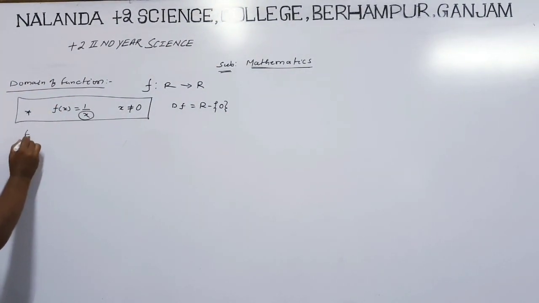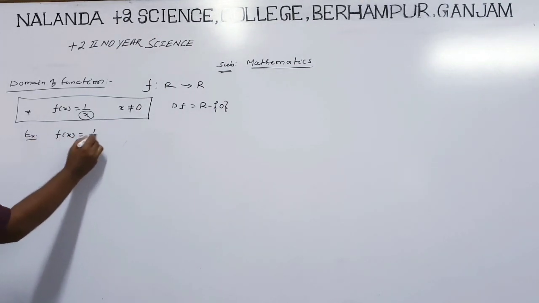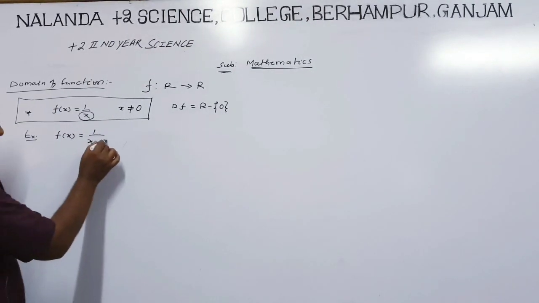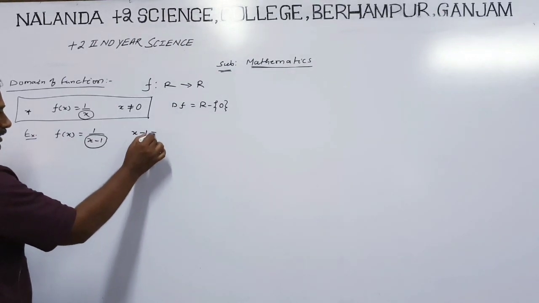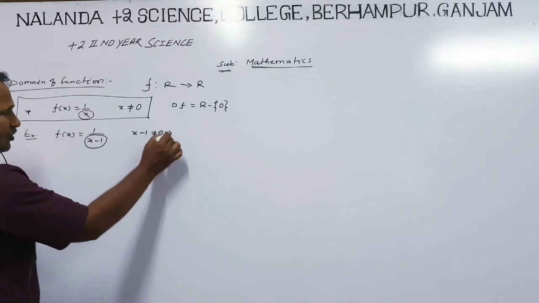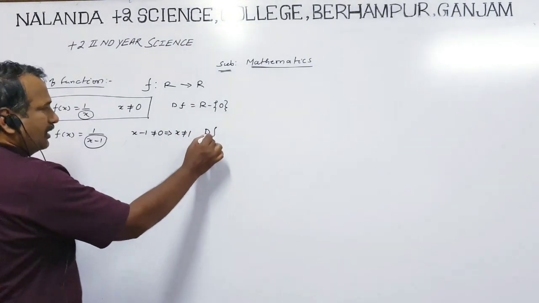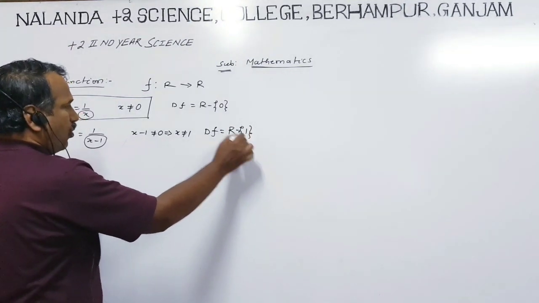For example, suppose f of x equals 1 by x minus 1. What is the logic? The denominator is not equal to 0. So x minus 1 is not equal to 0, so x is not equal to 1. The domain of the function is the real numbers but not 1.